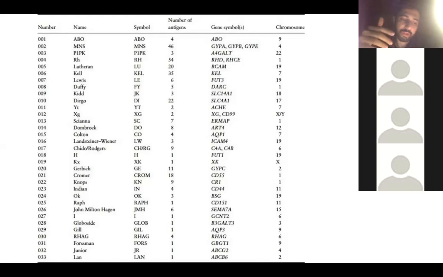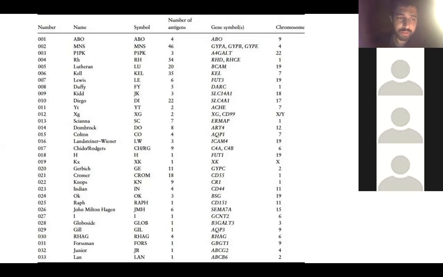So there are about 33 blood group systems for humans. What we are interested in are the ABO system, the number one, and the Rh system, the Rhesus. These two systems are very common and typically used. The rest of them do exist, but our discussion is going to be limited to these two.